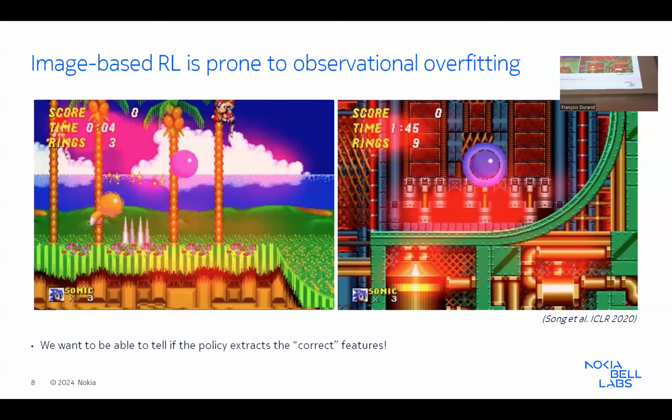Their way of describing this was saying that image-based RL is prone to observational overfitting. It overfits to the observations where there's some salient information it should pay attention to, but it's actually paying attention to something else.